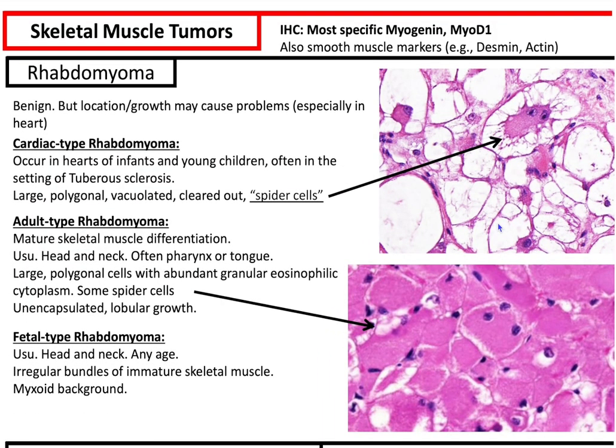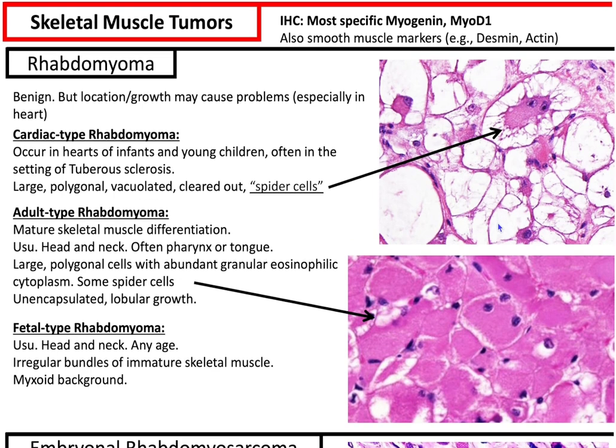Okay, skeletal muscle tumors. The most specific IHCs are myogenin and MyoD1. Also, this can stain positive with smooth muscle markers like desmin and actin. So, you know how the benign tumor of smooth muscle is a leiomyoma? Well, a benign tumor of skeletal muscle is a rhabdomyoma. It's benign, but the location can cause problems, especially in the heart.